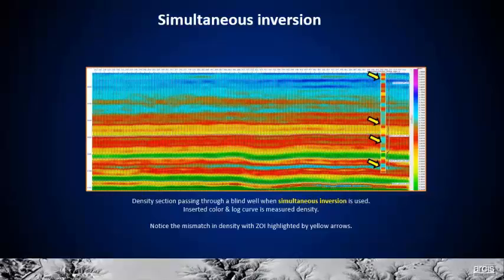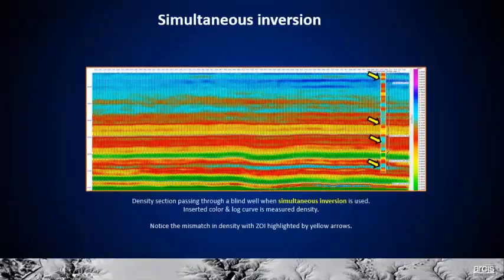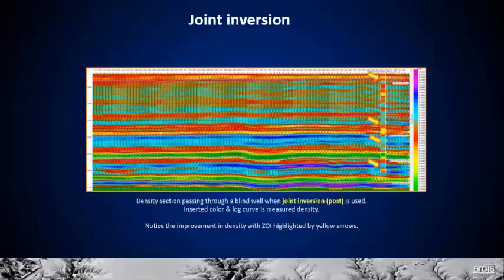But the point is, here is the density that we extract with the simultaneous inversion, and this is what I extract with the joint inversion. And notice the difference between the two. So there is obviously value in looking at or extracting these attributes from the joint inversion.